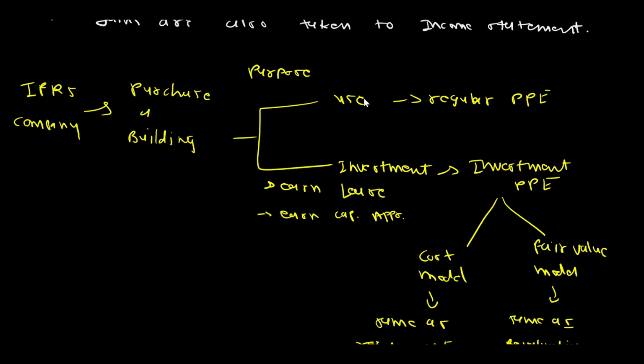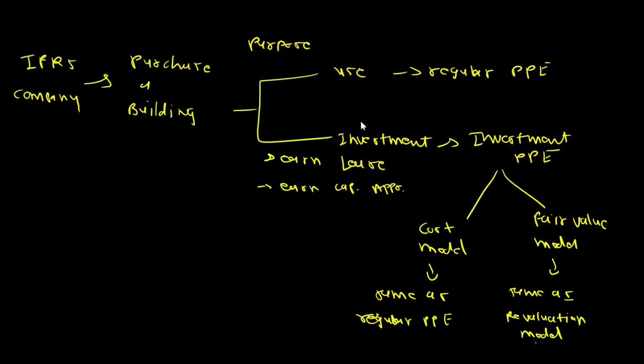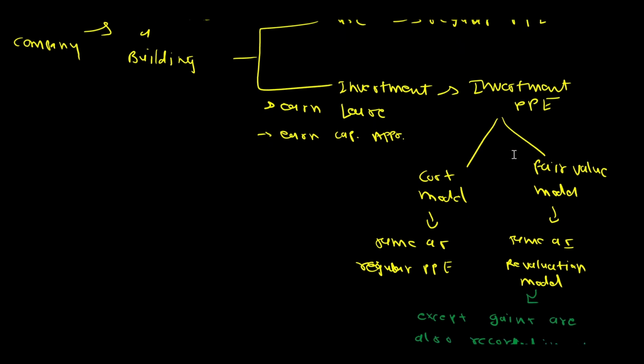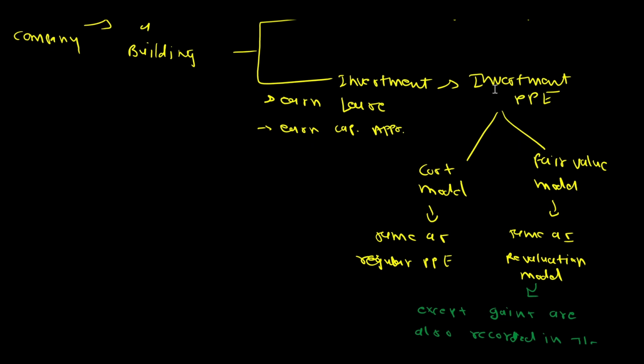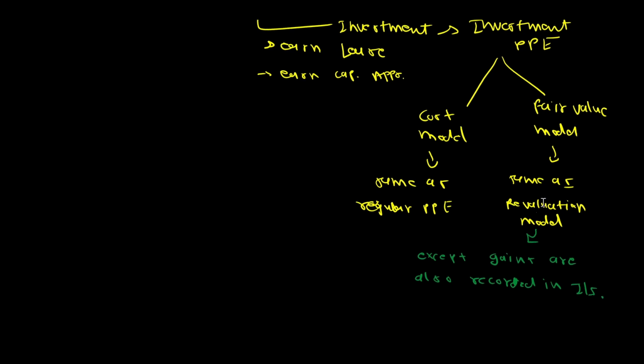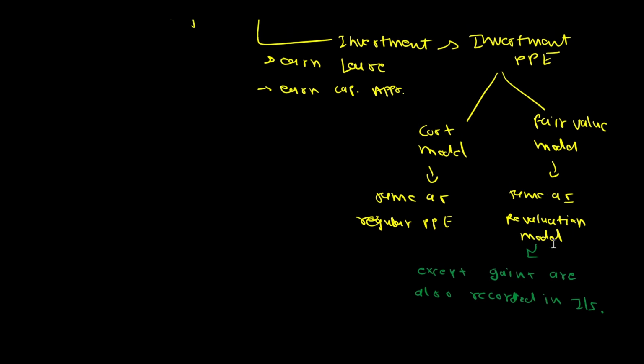If you are buying the building for the use, you account for it as a regular PPE. And if you have an investment purpose to earn a lease or earn a capital appreciation, it will be your investment PPE. So the accounting for the investment PPE will be cost model same as the regular, and the fair value model same as the revaluation model, except the gains are also recorded in the income statement.